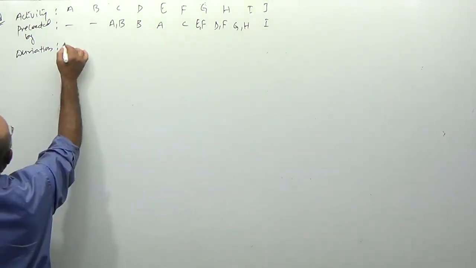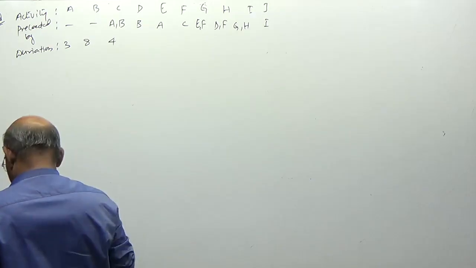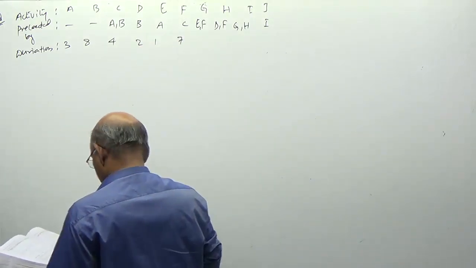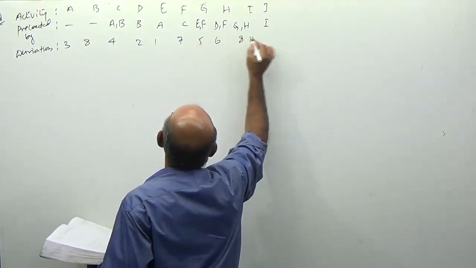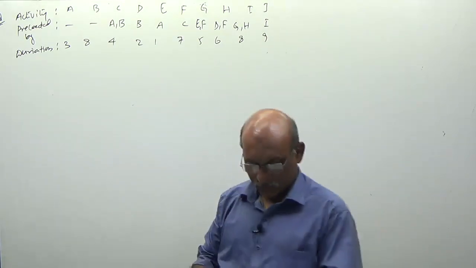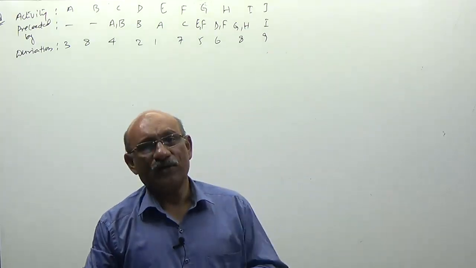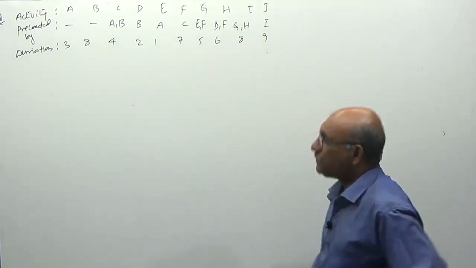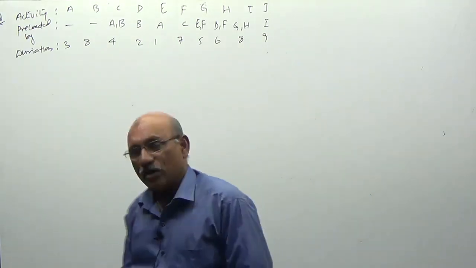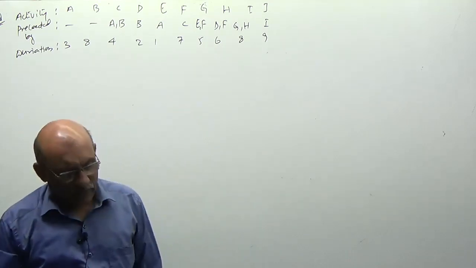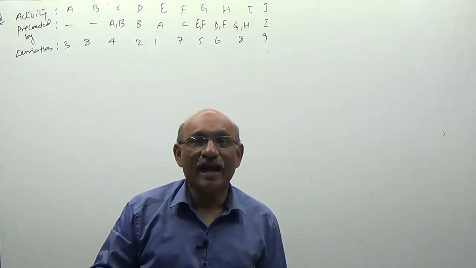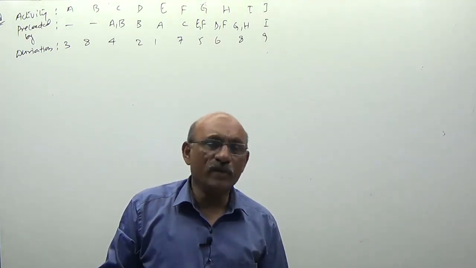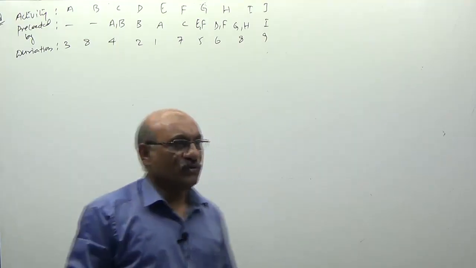Duration is 3, 8, 4, 2, 1, 7, 5, 6, 8, 9. Okay, sir. Now, first we have to draw the network and identify the critical path. After that we will calculate floats also. What is float? How many types of floats are there? That I will tell you, sir.